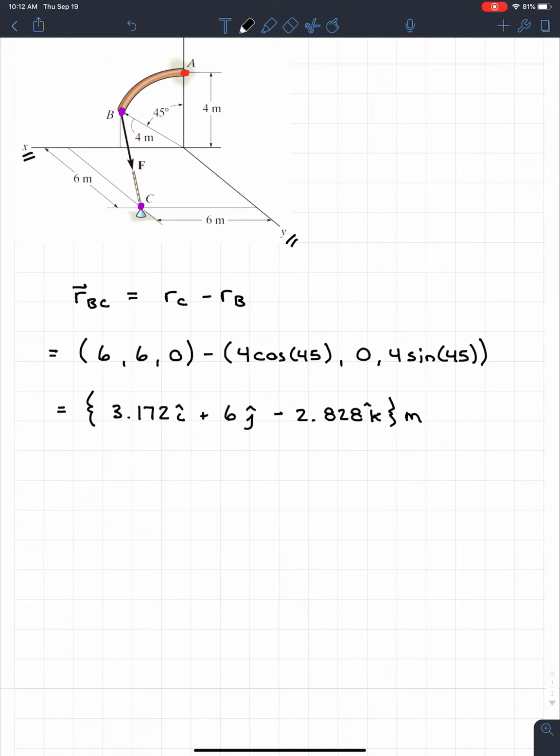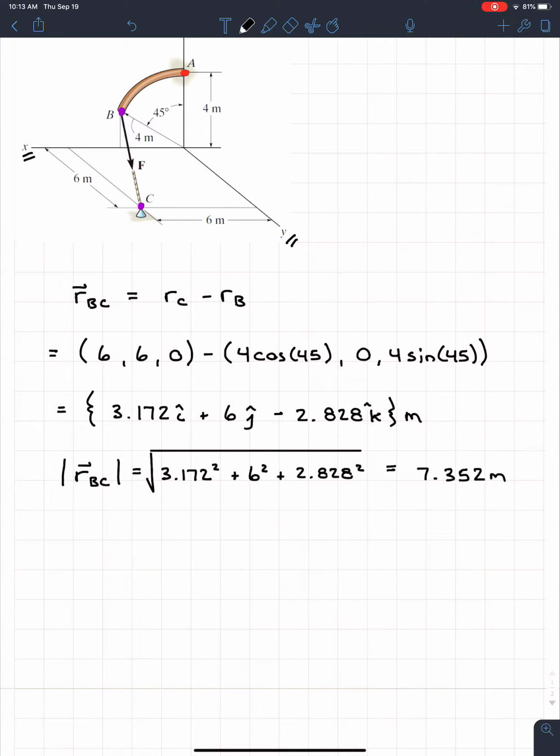But to find the unit vector, we're also going to need the magnitude of the position vector. That's very easy once we find the position vector, because the magnitude of position vector BC is equal to the square root of all of those components squared together. So I'm going to go 3.172 squared plus 6 squared plus 2.828 squared. Just end this up very nicely. And when I type that into my calculator, I get 7.352 meters.